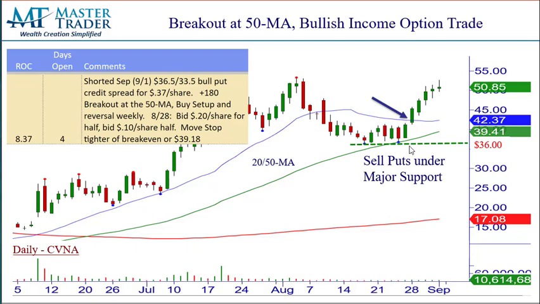Had you done a 10 lot, for example, this is posted in per share, so that would have been $370 that went immediately into your brokerage account, yours to keep, as long as on 9/1 expiration it closed above the $36 short strike, which it obviously did in this example.